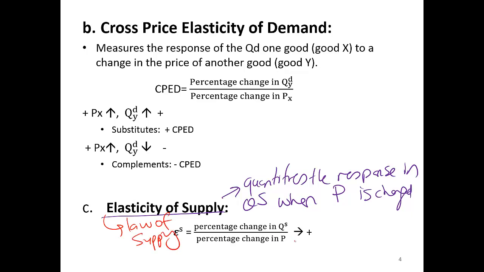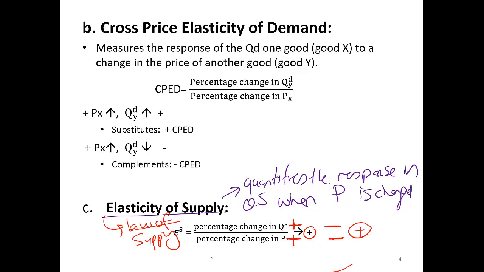Okay? If you increase the price, quantity supplied goes up. So positive divided by positive. If you drop the price, quantity supplied will go down. Negative number divided by negative, you're going to have positive too. Okay? Remember the rules. So that is what elasticity of supply measures.